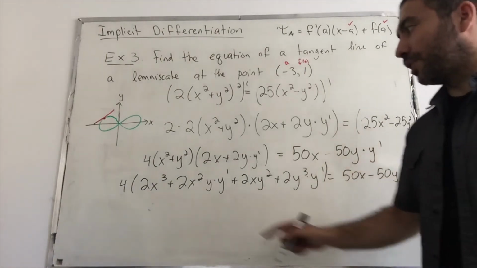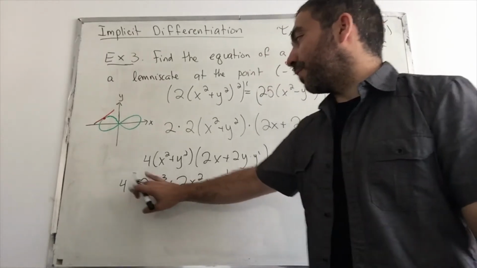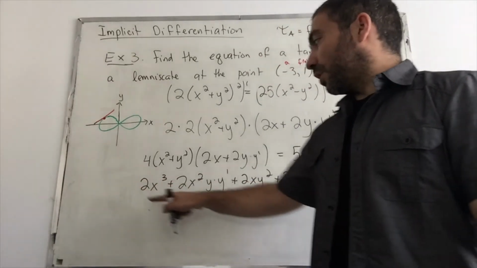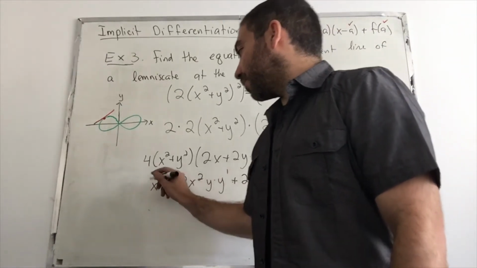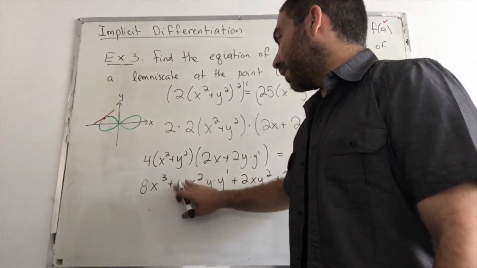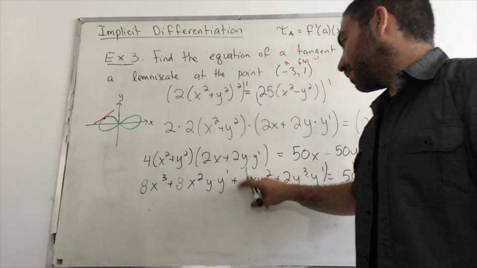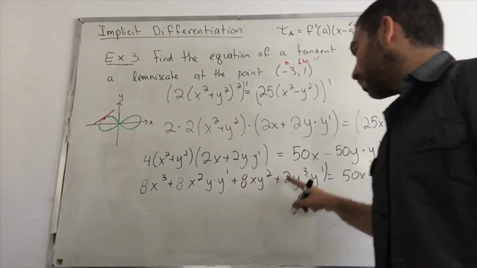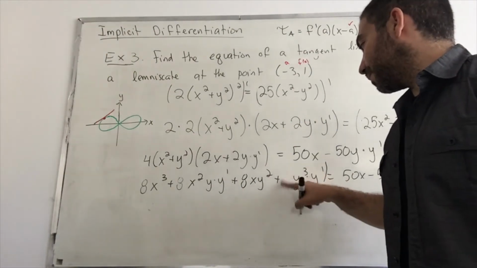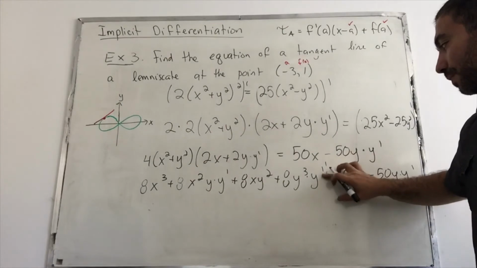At this stage, we could distribute the 4. So multiplying everything here by 4, I'm just going to do it over here. So 2 times 4 is 8. Multiplying this by 4, we get 8. Multiplying this by 4, we get 8. And multiplying this by 4, we get 8. So I just distributed the 4 that was sitting in the front to all the terms.